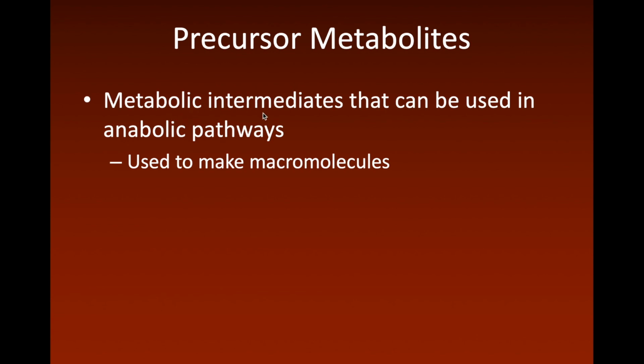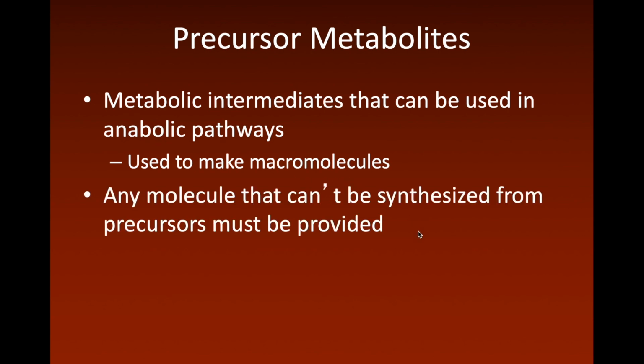As a molecule is broken down, for example when glucose is broken down or oxidized to generate energy, there are various steps along that pathway where these little intermediate molecules can be pulled out of that pathway and used for synthesis, to make macromolecules. And concept-wise, any molecule that can't be synthesized from precursors must be provided as nutrients. So this is what helps establish the nutrient requirements for each individual cell.